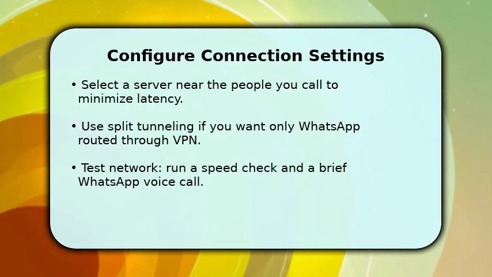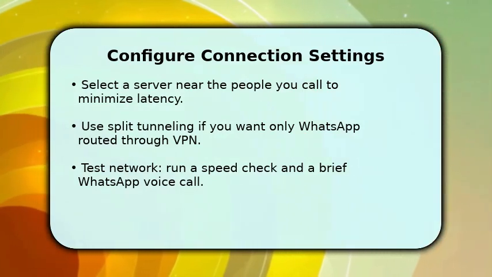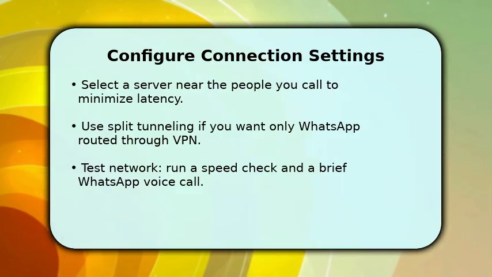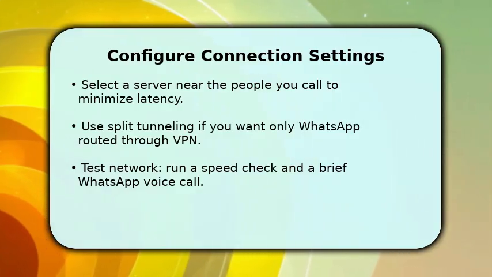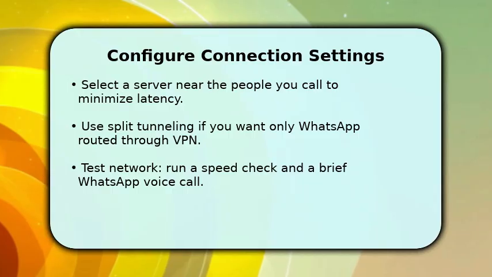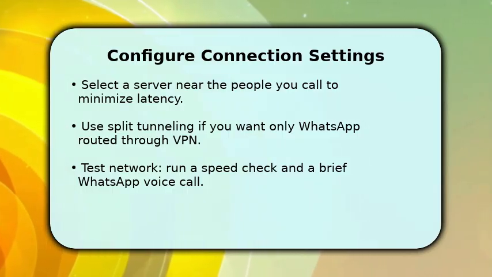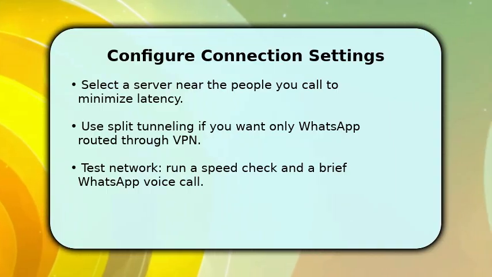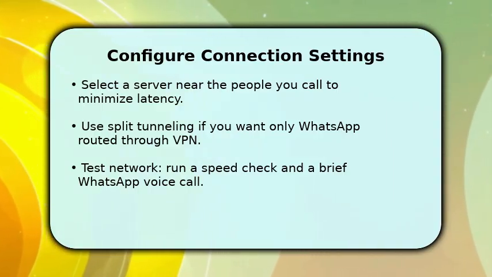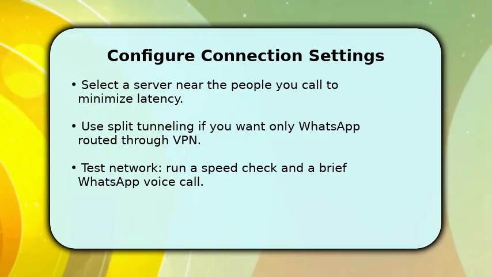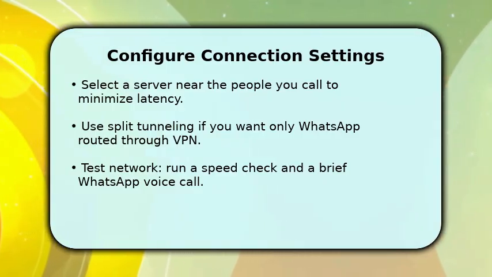Now configure the details that affect call quality. First, choose a server close to your contacts or geographically between you and them. Lower distance cuts delay. Once done, enable split tunneling if available so only WhatsApp traffic goes through the VPN. This saves bandwidth. Make sure the protocol is set to WireGuard or UDP for faster handshakes.